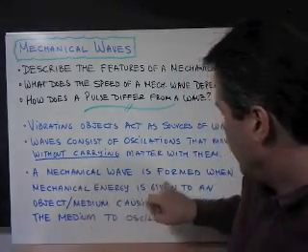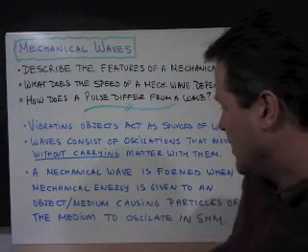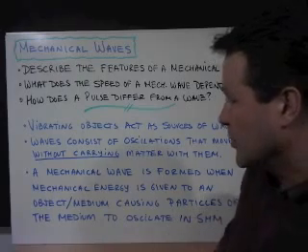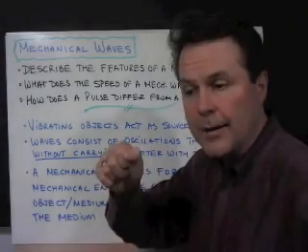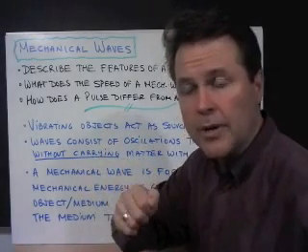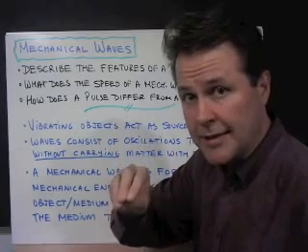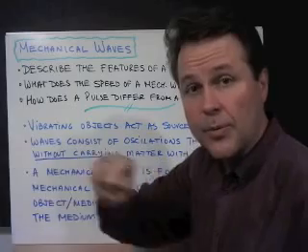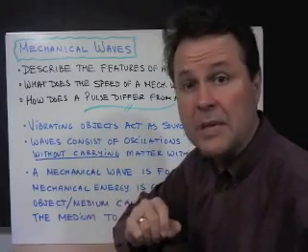A mechanical wave is formed when mechanical energy is given to an object or medium, causing the particles of the medium to oscillate in simple harmonic motion. So when you flick a slinky or a rope, you're putting energy into that rope or into that slinky. That produces a wave that moves through the medium. The slinky itself would be considered the medium in that case.